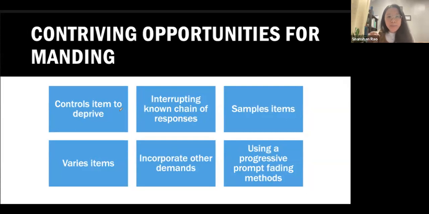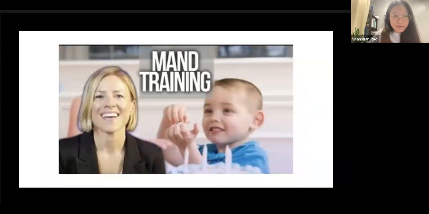And use progressive prompt fading methods, the methods that we talked about: echoic to man transfer, time delay. Those are strategies that you can use. So I'm going to show you one more video because I'm not sure if my video is good enough.